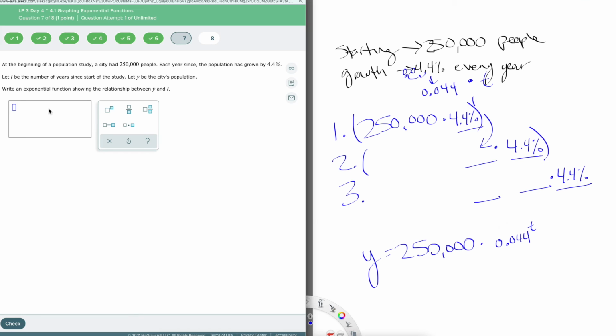So it's similar to the other one where we had the starting point and a change, but this time the growth or the decay is going to be raised to an exponent. It's not going to be multiplied by the exponent. The exponent tells us how many times we're using that growth or decay percentage. Times 0.044, and that's to the t.